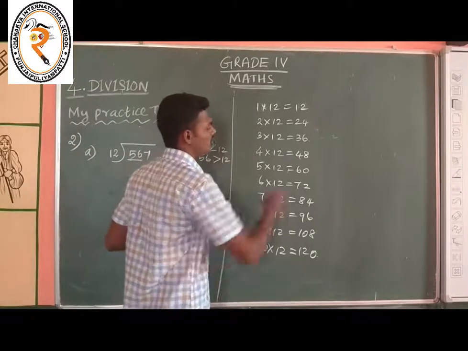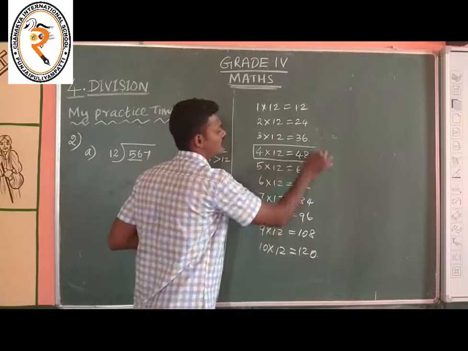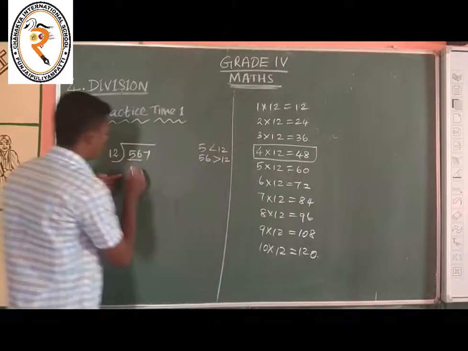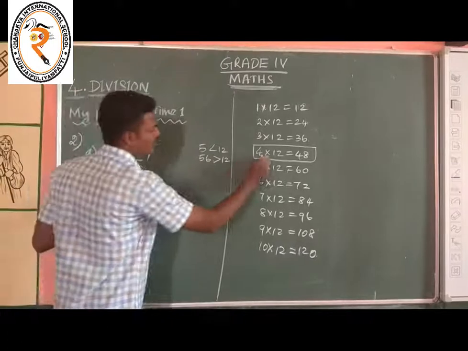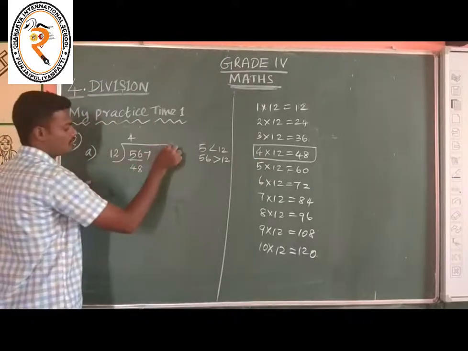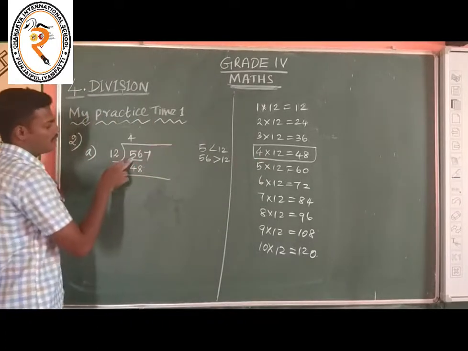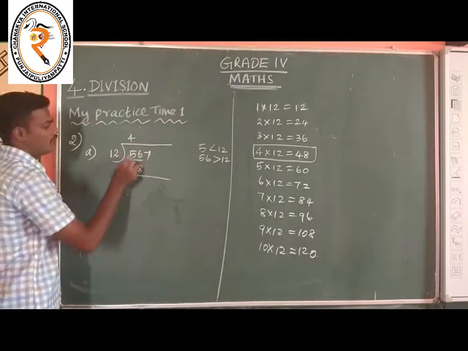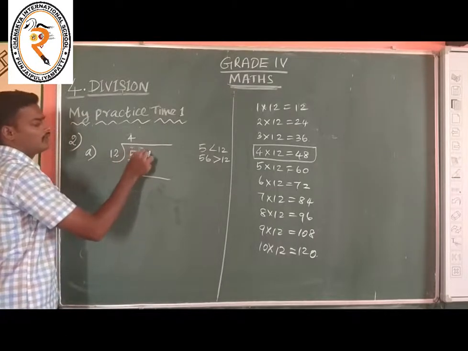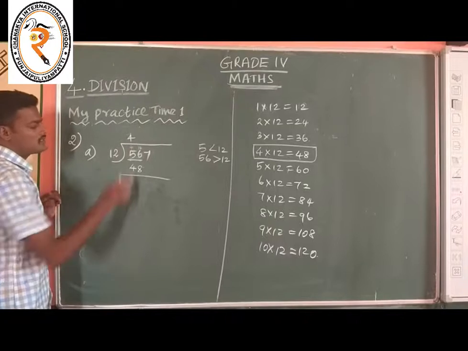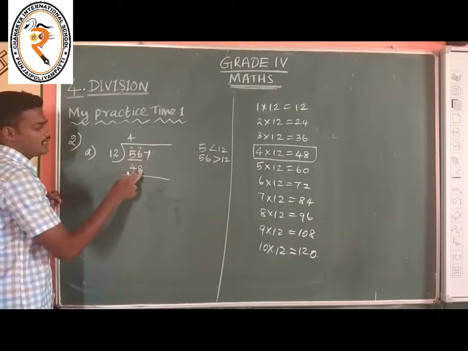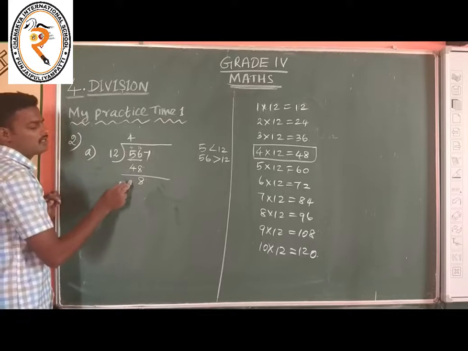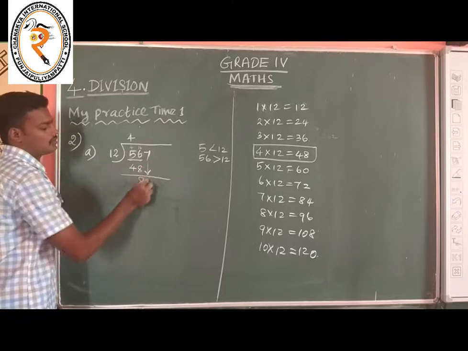So the last lesser value is 48. So we selected 48. 48 in the 12th table, how many times? 4 times. So we subtract 56 minus 48. Here borrowing 16. 16 minus 8, balance 8. 5 minus 5, answer 0. Next bring down the value 7.